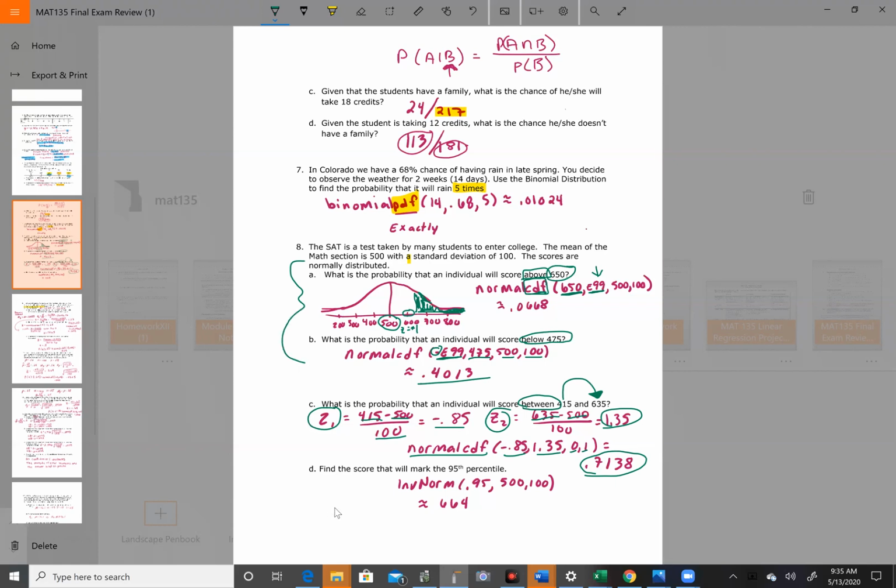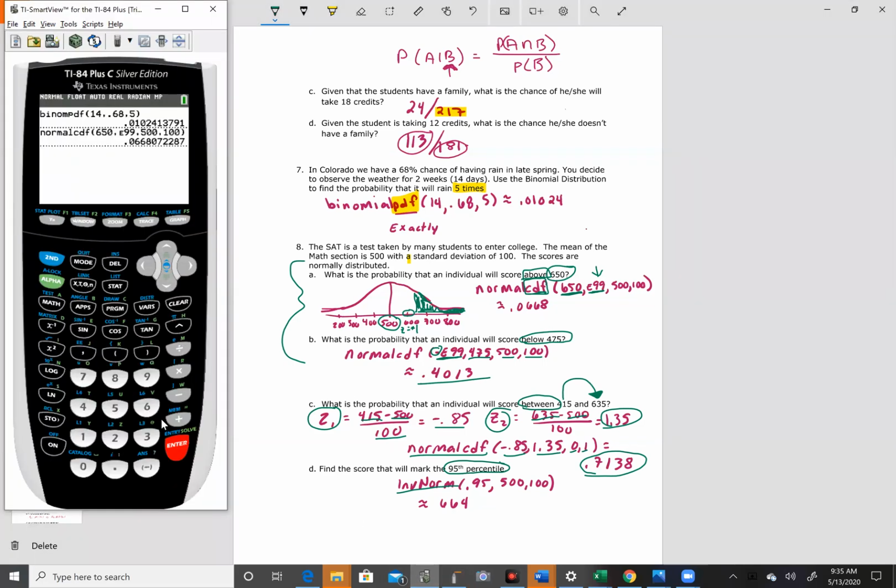Find the score that will mark the 95th percentile. So this time, since it gives us an area, we need to do inverse norm on the calculator to find the score. If it gives us an area, we want to find the score.